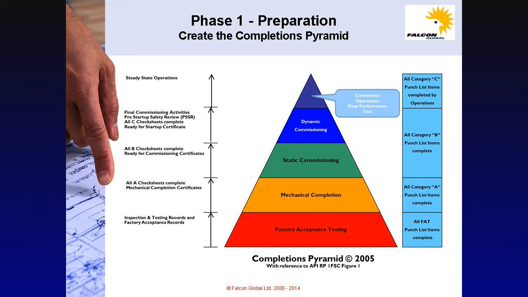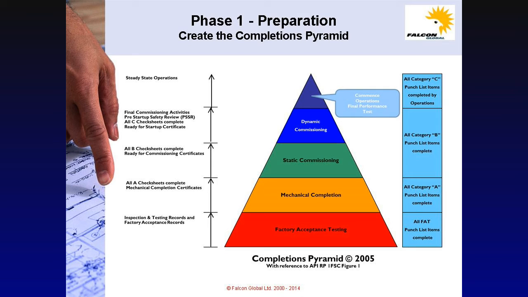And during static commissioning and dynamic commissioning, we have the category A and category B punch list items which must be completed before the end of dynamic commissioning. Some operators will have category C punch list items which may continue through the startup and performance testing phase. All operators will have their own interpretation of punch list items. What is shown in the completions pyramid is a representation of what is shown in API RP1FSC Figure 1.